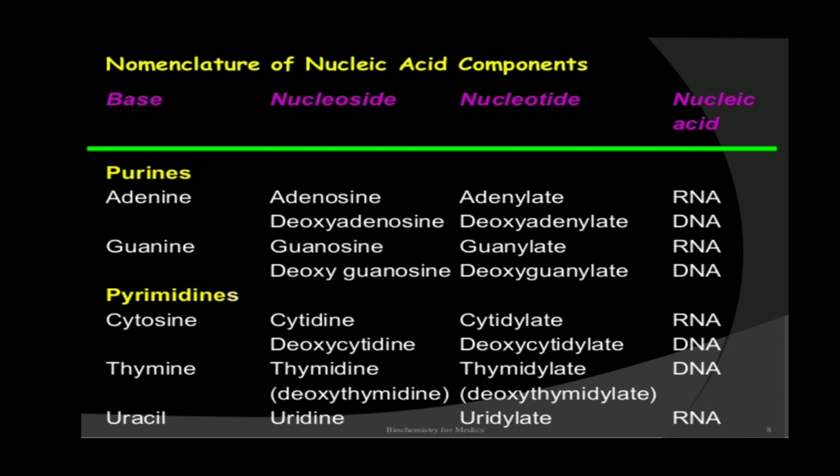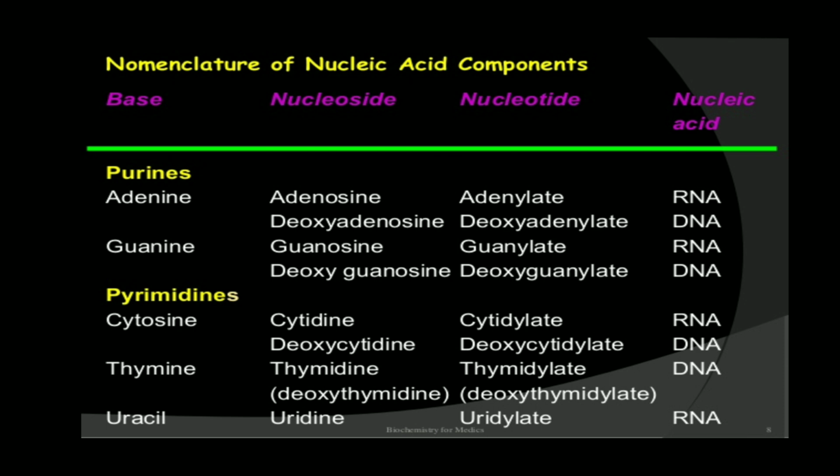Then guanine. Guanine is commonly called guanosine when it lacks the phosphate group, and when the phosphate group attaches, it becomes guanylate, and guanylate is found in the nucleic acids. Deoxyguanosine, when it doesn't have a phosphate group, and when the phosphate group attaches, turns into deoxyguanylate, and it's found in the DNA only. So this is about the purines.